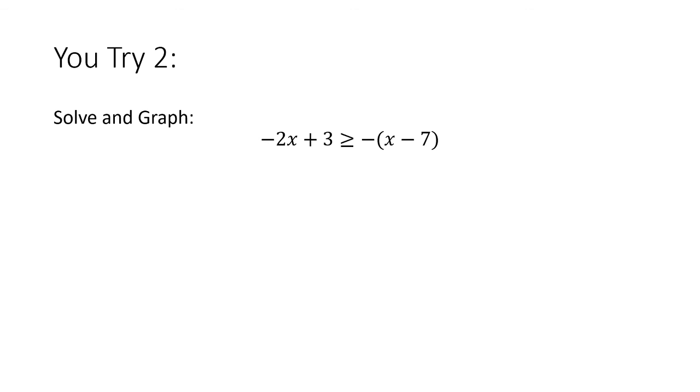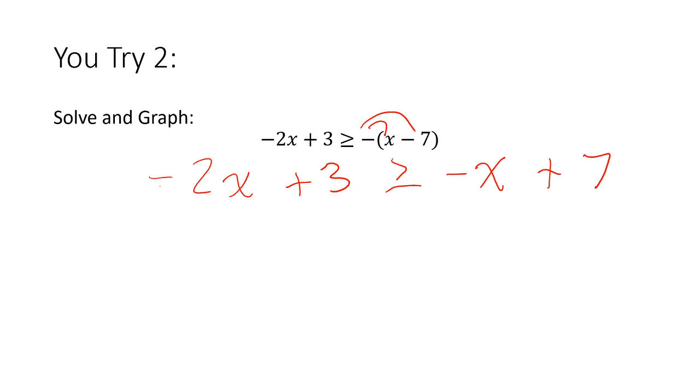Now that you've tried it on your own, let's do it together. Negative 2x plus 3 is greater than or equal to, I need to distribute that negative. I got to break the barriers. Negative x plus 7. I don't have anything that I can combine on the same sides of the equation.